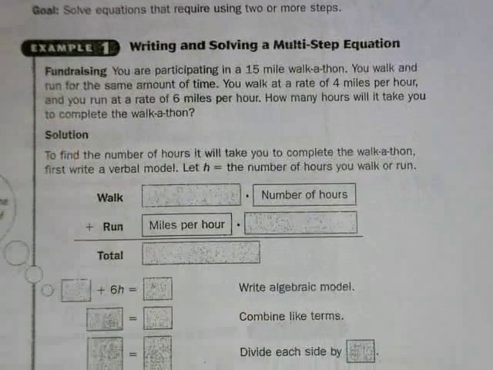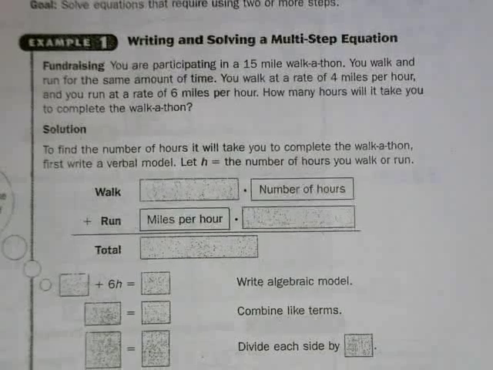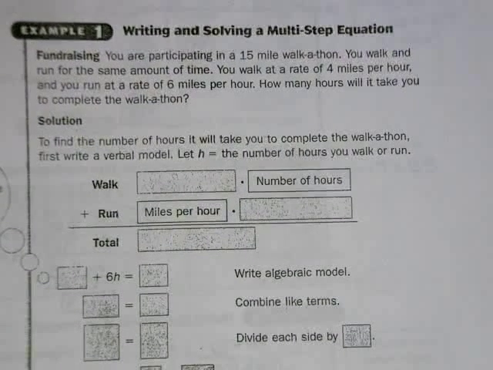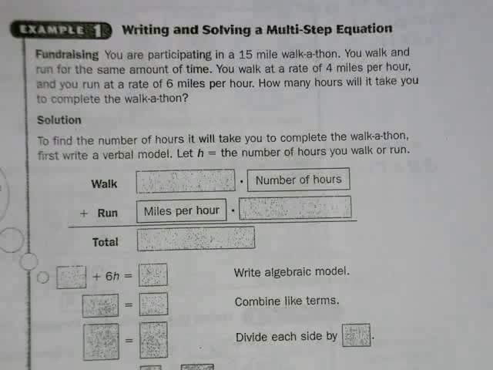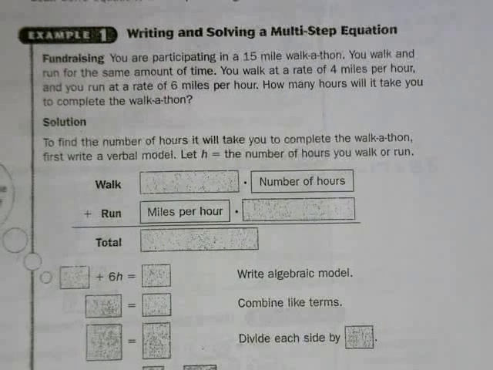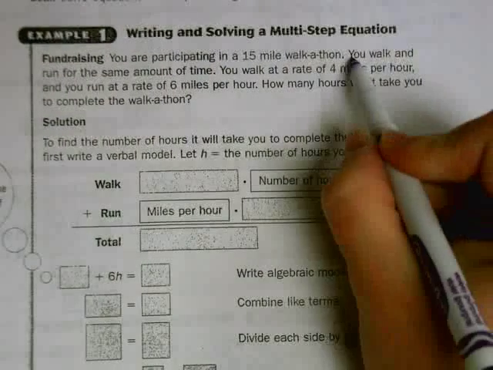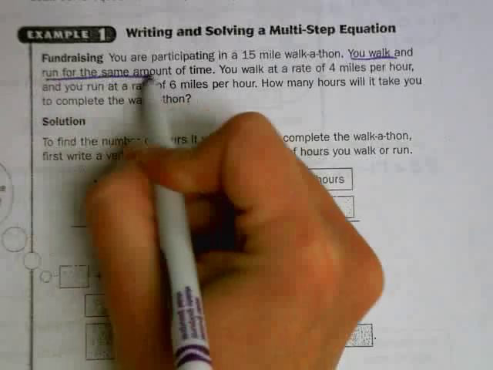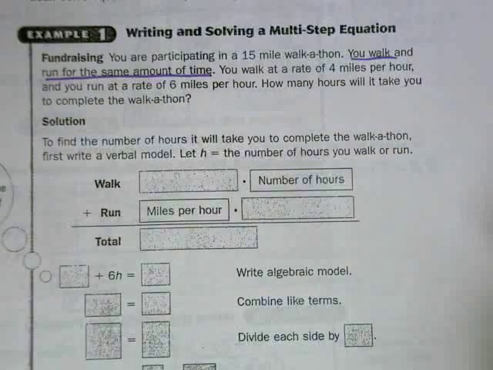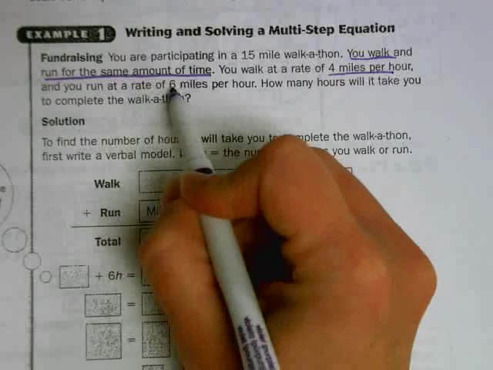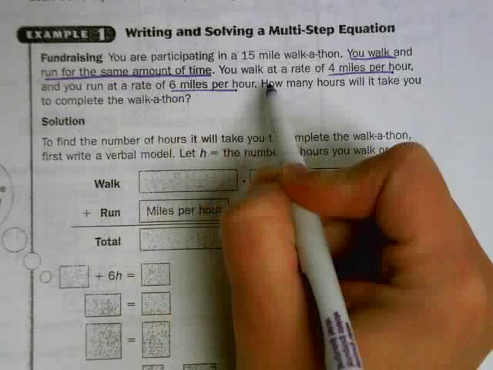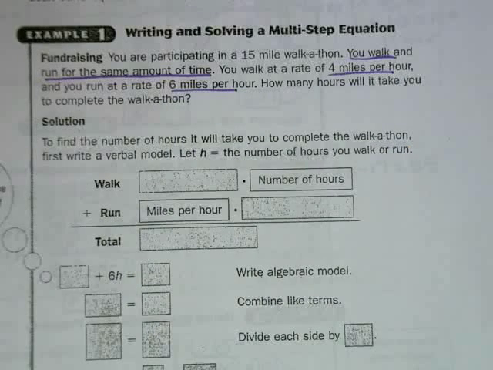So this one's fundraising. You're participating in a 15-mile walk-a-thon. You walk and run for the same amount of time. This is something where you'd collect money, collect donations for doing a walk or a run for charity. So this time you walk and you run for the same amount of time. So if you walked for 5 minutes, you'd run for 5 minutes. You walk at a rate of 4 miles per hour and you run at a rate of 6 miles per hour. How many hours will it take you to complete the walk-a-thon?